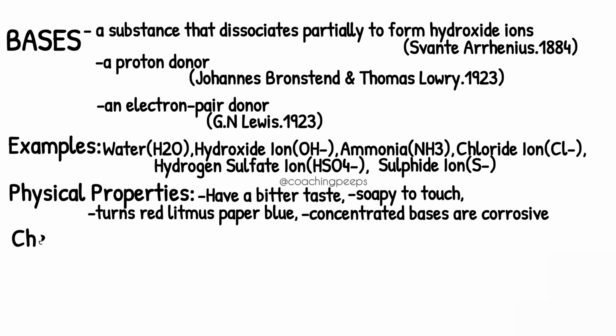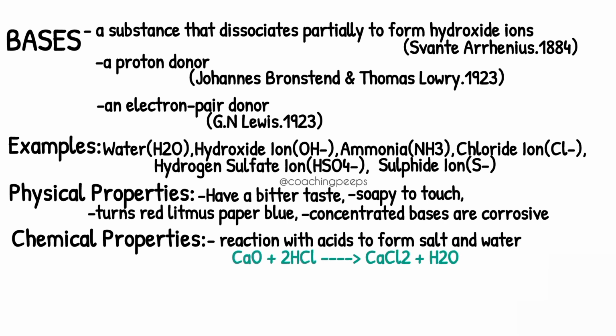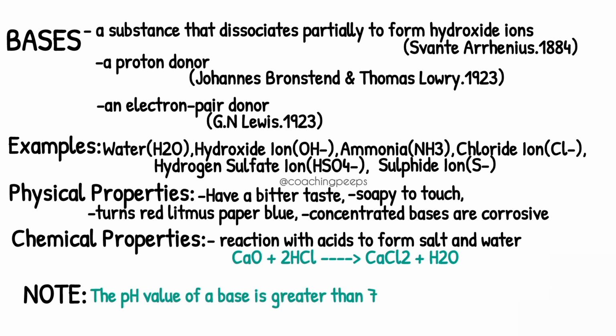Okay, moving on to chemical properties of bases. We have reaction with acids to form salt and water. The equation is given below. We have calcium oxide plus 2 molecules of hydrochloric acid will give you calcium chloride plus water. Okay, note that the pH value of a base is greater than 7, that is to say that it's alkaline.